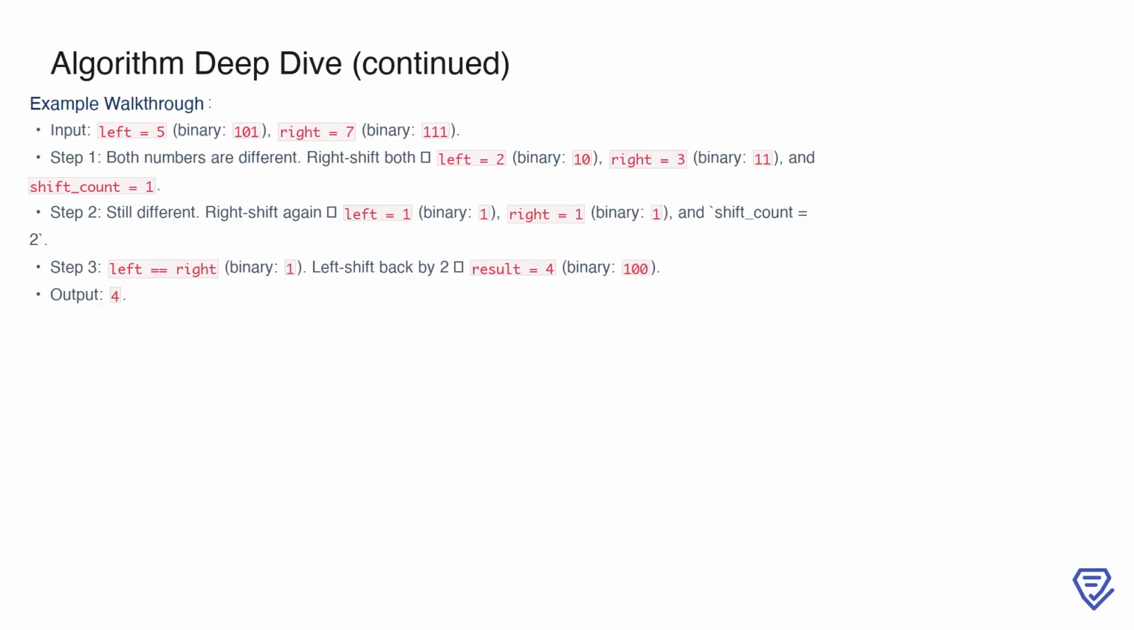Since they're still different, we repeat the process, right shifting again to get left equals 1, binary 1, and right equals 1, binary 1, and incrementing shift_count to 2. Now that left equals right, we stop. To reconstruct the result, we left shift left back by 2 positions, restoring the common prefix and yielding 4, binary 100. This approach is significantly faster, as it avoids iterating through the entire range.